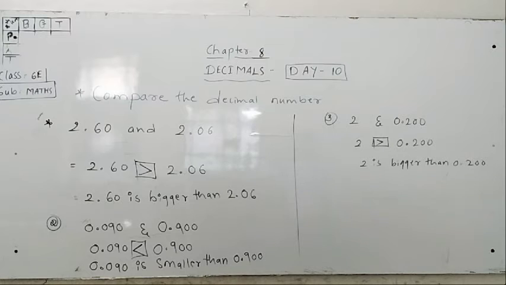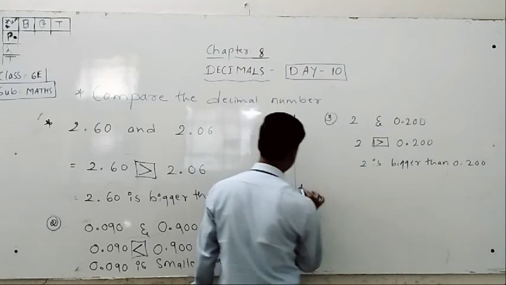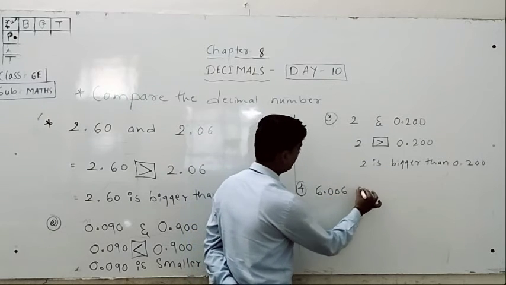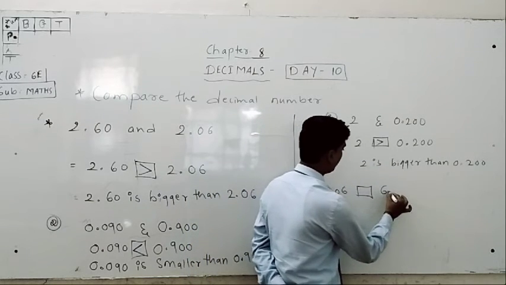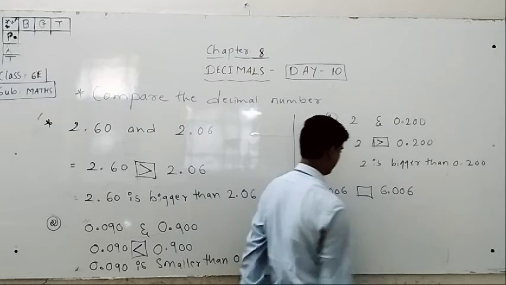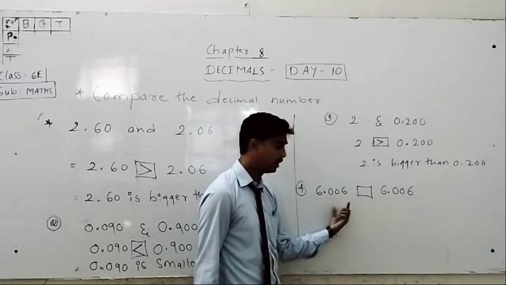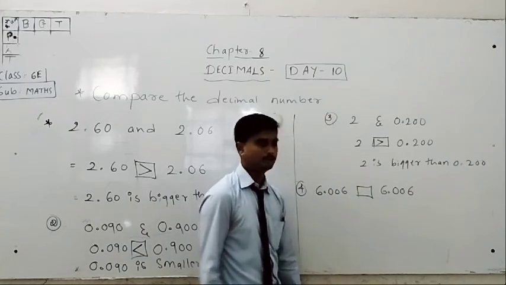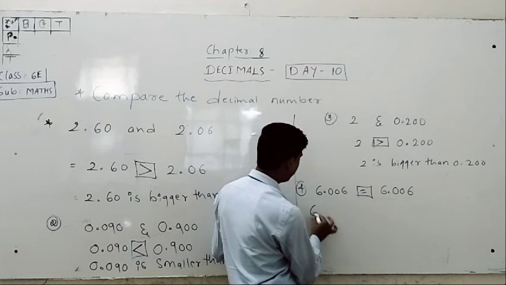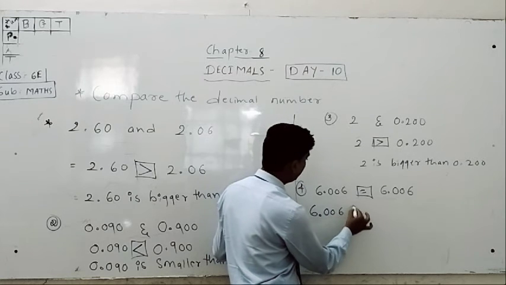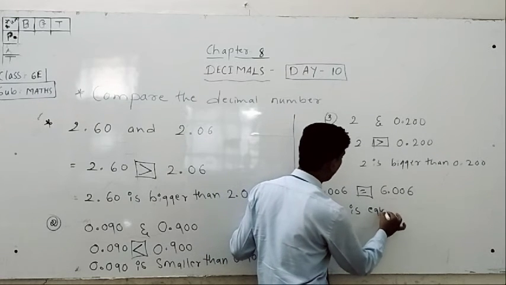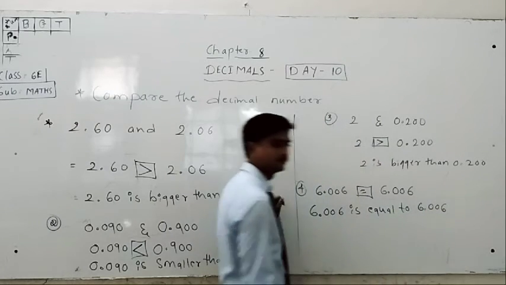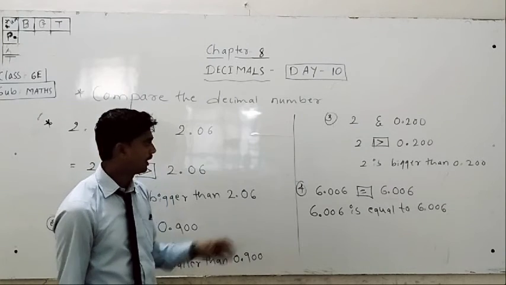Then another one, the last one I will show you. 6.006, square box, 6.006. So here also 6 equal, point equal, 0 equal, 0 equal, 6 equal. So it is equal. Then 6.006 is equal to 6.006. Understand? Okay, write down this one.